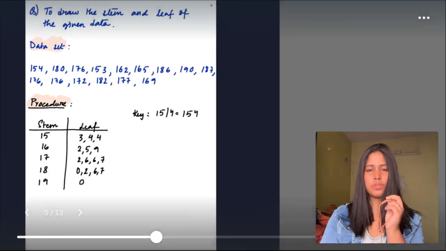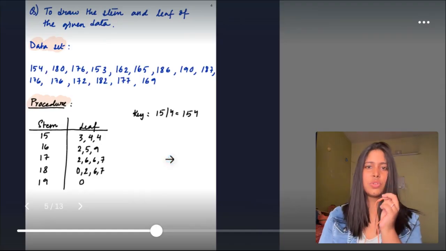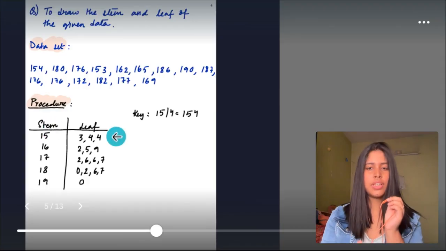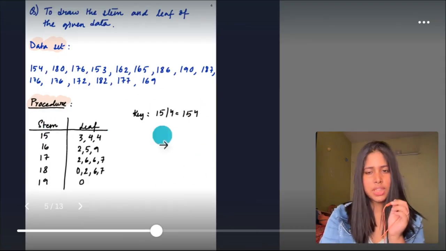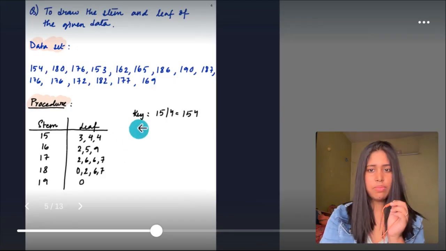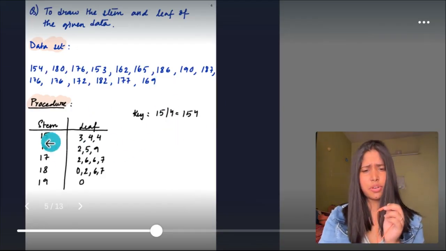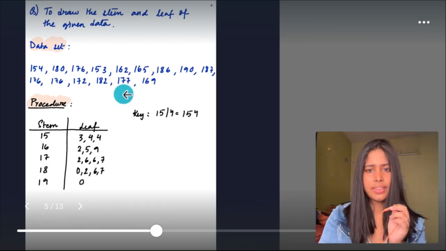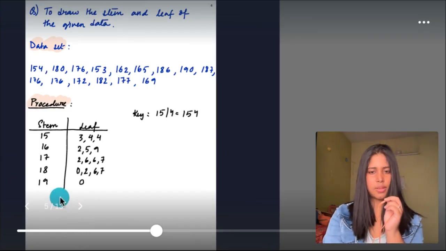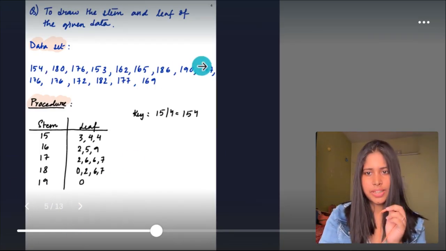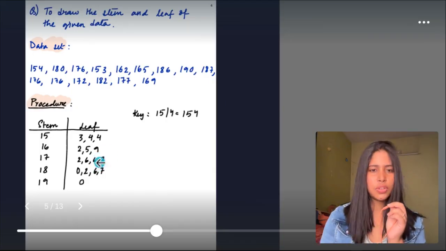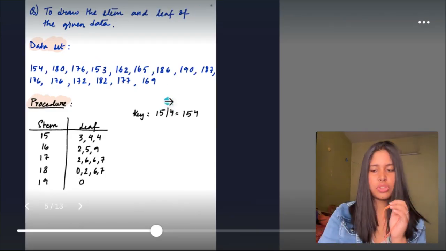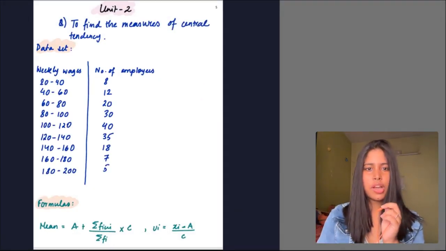Now, coming to the next kind of question you get in Unit 1, which is to draw the stem and leaf of the given data. See, the data set is given here like this, and the key is we write 154 as 15 by 4, which is, 15 is the stem and 4 is the leaf. For 15 here, the leaf is 4, first the units place, and then we have 3, and so on. For the last number, which is 19, we have 0. So this is how you draw the stem and leaf, not the diagram or the chart, basically the table.